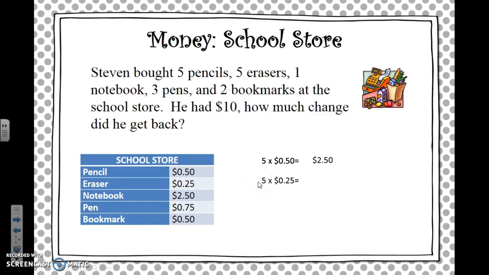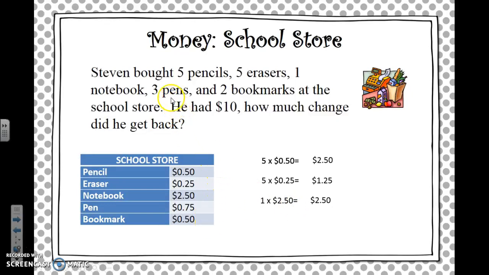My next equation is I have 5 erasers. So I go over here and I look at erasers, they're 25 cents, so I've got 5 times 25 cents. That's going to give me $1.25. When I look at the next item in my problem, I'm going to have 1 notebook. I look down at my notebook, that's going to be $2.50, so I just have to multiply that by 1. We know that anything times 1 is just that number, so I just get $2.50.